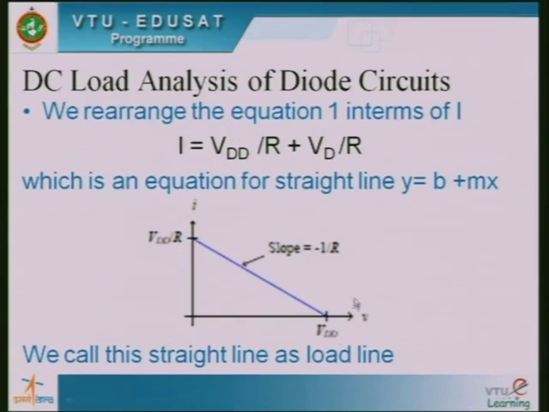So if you compare y equal to b plus mx with the above equation, we get 2 points, a straight line existing between VDD and VDD by R. So VDD is along the x axis and VDD divided by R is along the y axis. And please note that the slope m is nothing but 1 by R. That is the slope of this particular straight line, and we call this straight line the load line here.